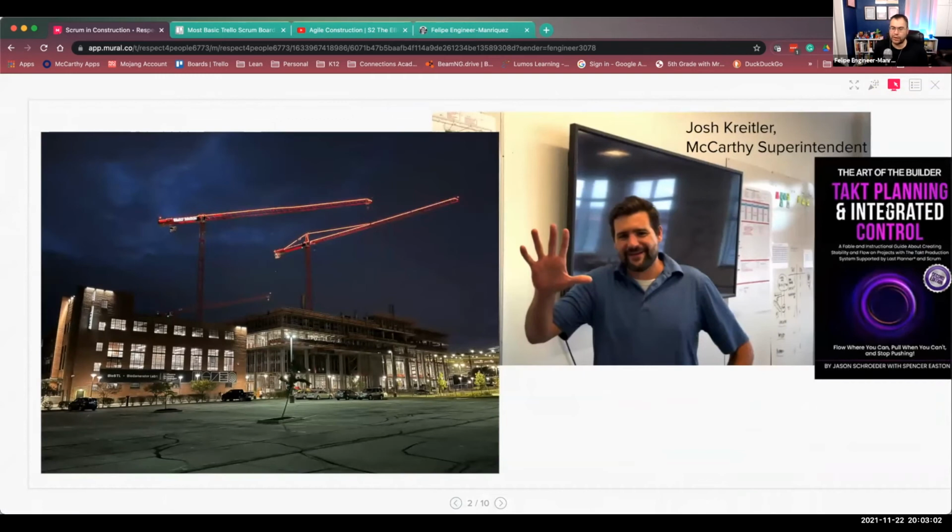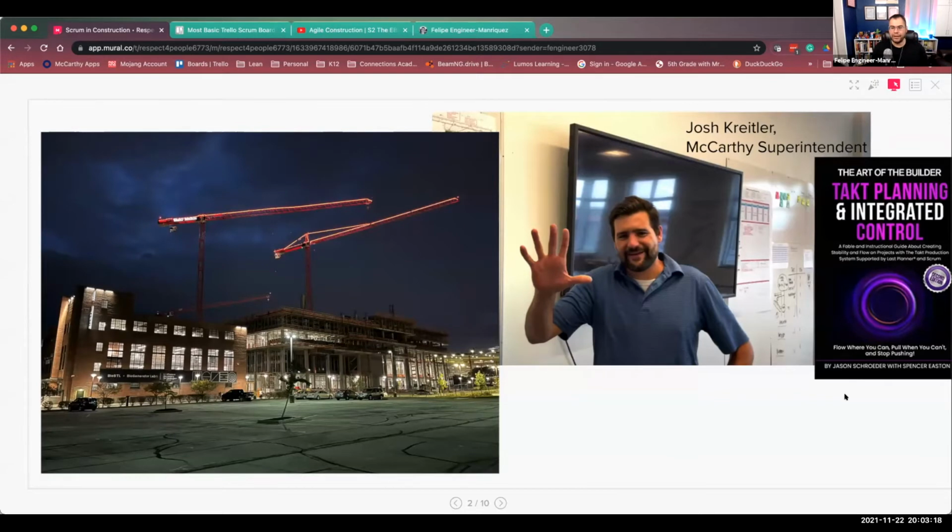This is Mr. Josh Kryler, superintendent at this project. And he says, Felipe, my project's going to crash. We're not going to make it. We've got to do something different. I'm already using Scrum. We're already using Last Planner System. We need something else to stabilize and go more long-term.